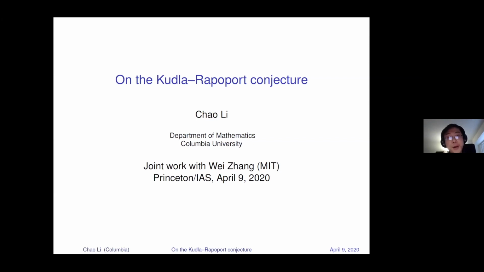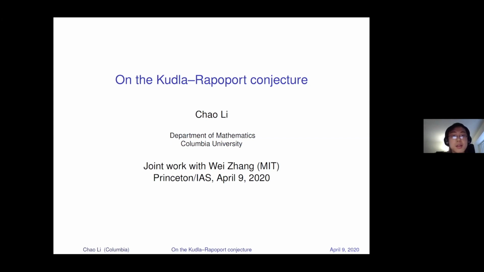So today's talk will be about this conjecture made by Kudla-Rapoport, and the main theorem today will be a proof of this conjecture. So I'm going to start by explaining what the conjecture is and where it comes from, why it is interesting, and then we'll try to explain some ideas of the proof.